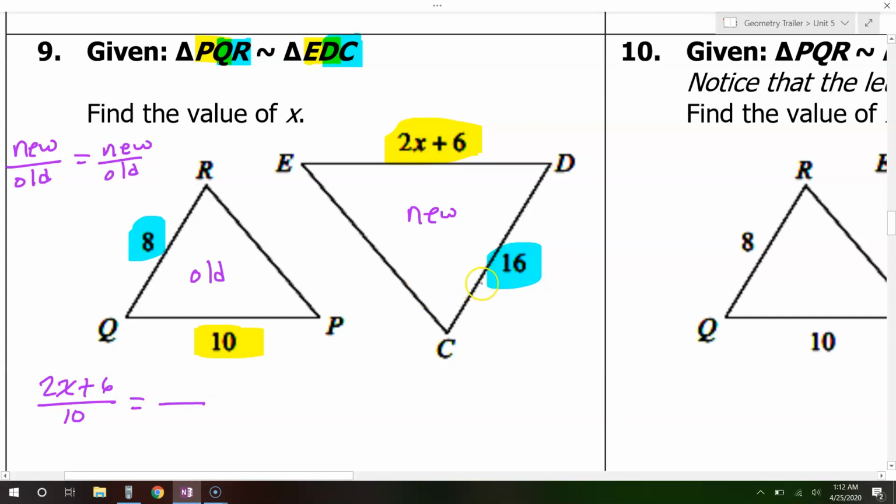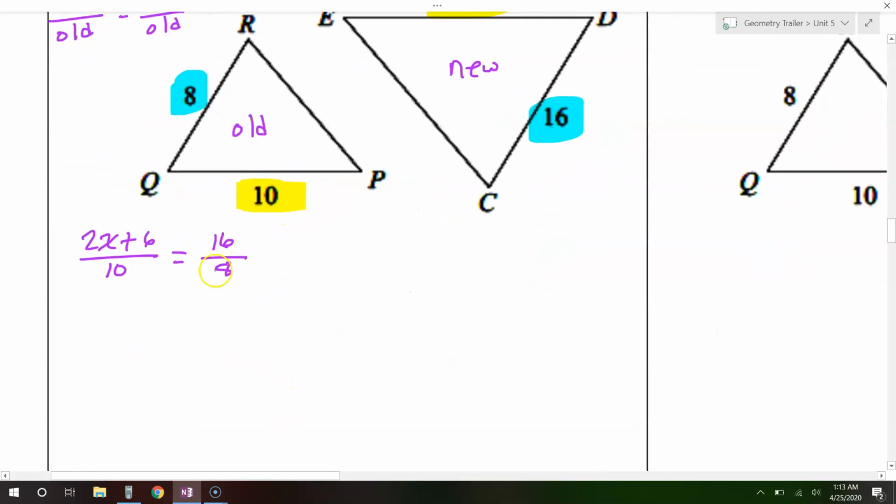Now look at the blues. New over old would be 16 over 8. I'm going to reduce this. 8 goes into 16 twice. So this is really just going to be 2. I guess you could go 2 over 1 if you really wanted to just stick with cross multiplying. And maybe I'll do that just to avoid confusion.